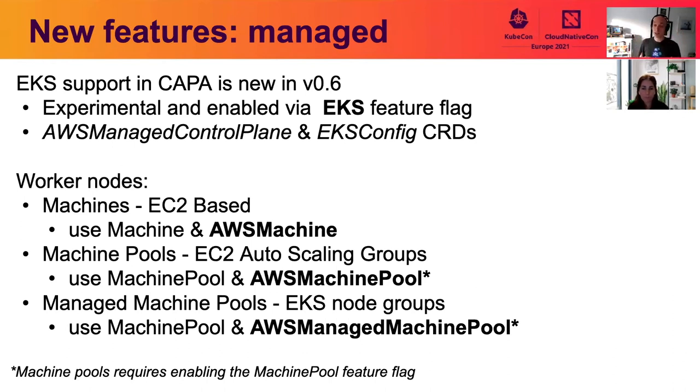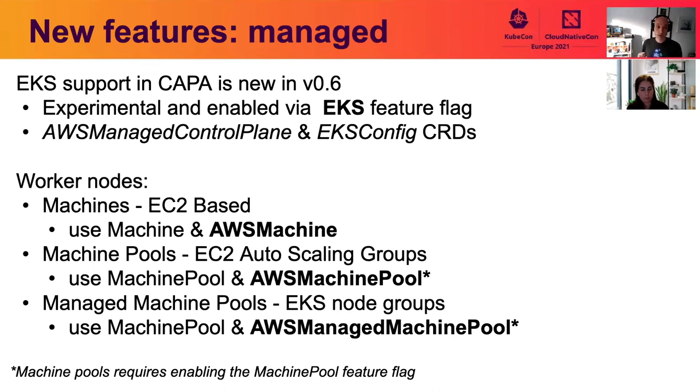Within the managed side of the provider, you only have the AWS managed control plane. It acts as both the cluster and the bootstrap provider combined into one. For the worker nodes within the EKS cluster, we support three types of worker nodes. Essentially machines, which are EC2 based instances, and these are individual machines. So you individually declare the machines you want to add to the cluster.